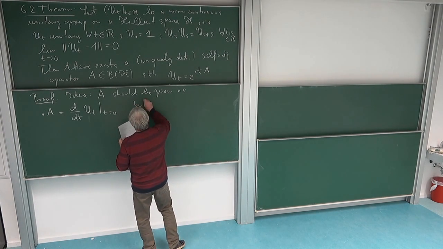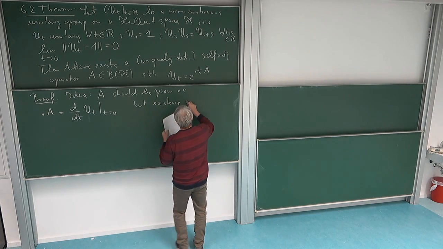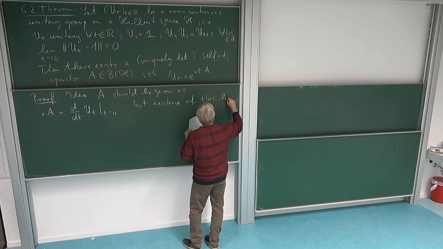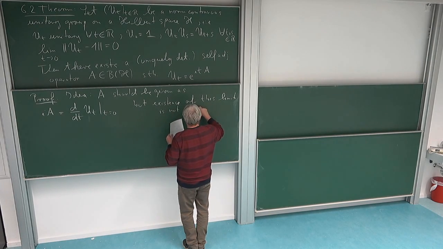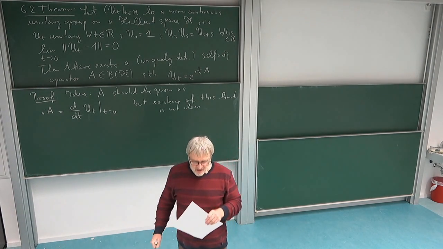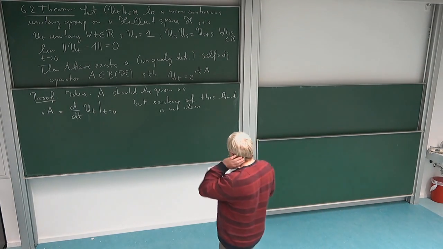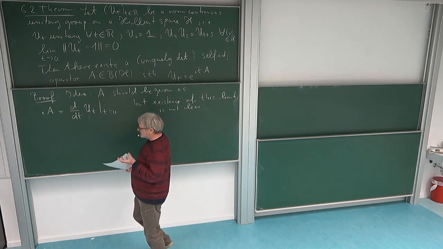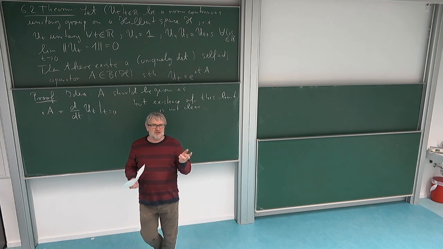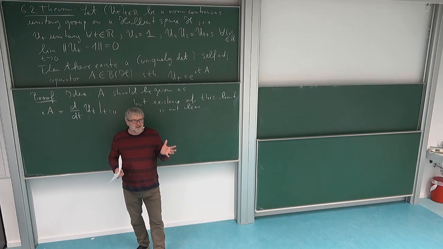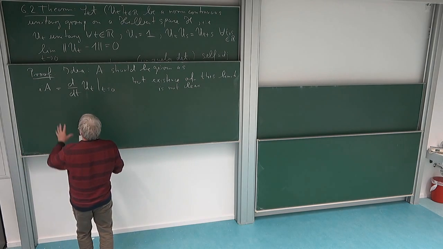Good, so this is what we would like to do, but the existence of this limit is not clear. Essentially, we have to prove that this exists. But instead of taking the derivative directly, we go the other way around. Namely, we do the integral. Integration is a much smoother thing than taking the derivative, and there we can say much more. So a better way of getting the A is maybe if we do it the other way around.